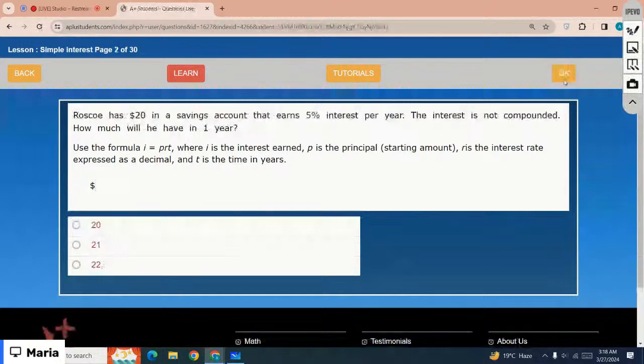Okay, the next one is: Roscoe has $20 in a saving account that earns 5% per year. The interest is not compounded. How much will he have in 1 year? So which is the correct option? Principal amount is 20. Simply do 20 times 0.05 times 1. So which is the correct option?